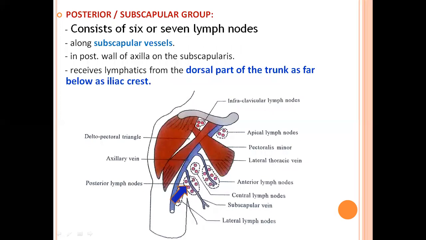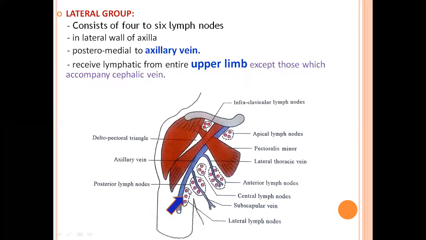Then coming to the posterior group, these are the subscapular vein accompanied nodes. They may be either 6 or 7 in number along the subscapular vessels in the posterior wall of the axilla on the subscapularis muscle. It receives the lymphatics from the posterior part of the trunk as far down as the iliac crest. Anterior was above the umbilicus, whereas this is very far. It is collecting the lymph from almost up to the iliac crest.